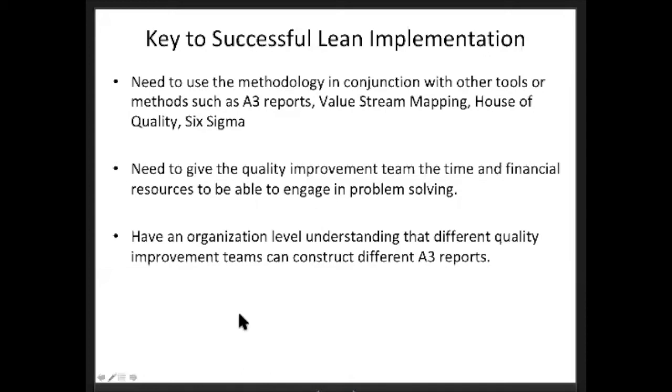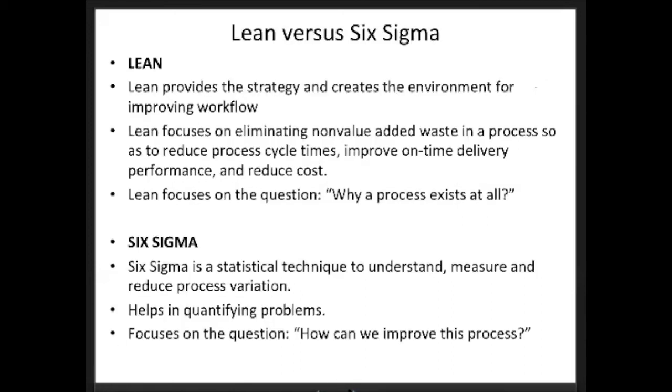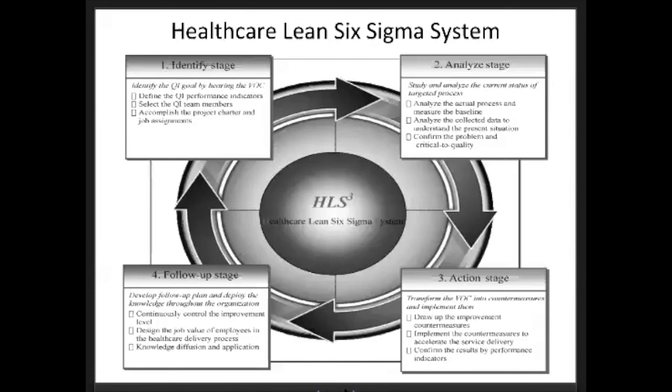And then have an organization-level understanding that different quality improvement teams can construct different A3 reports. So it's not like a standardized A3 report. It's not necessary that every single report should look identical. There is enough reason to believe that there will be different types of A3 reports that can come from different teams. It distinguishes lean and Six Sigma. We have talked about this, so not going into that.